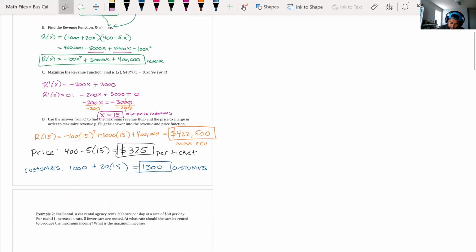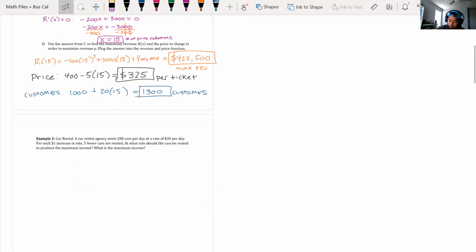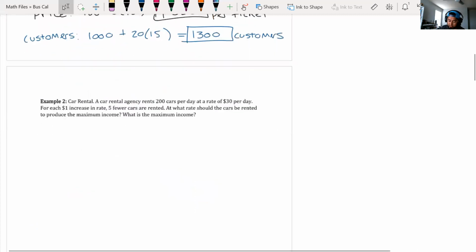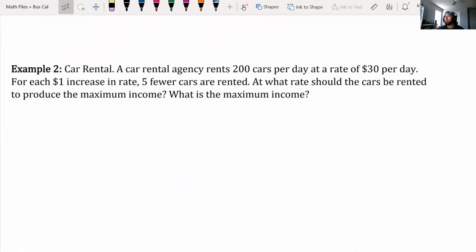Okay. So, second one, exact same setup. Number 2: a car rental agency rents 200 cars per day at a rate of $30 per day. For each $1 increase in rate, 5 fewer cars are rented. At what rate should the cars be rented to produce the maximum income? And what is the maximum income?